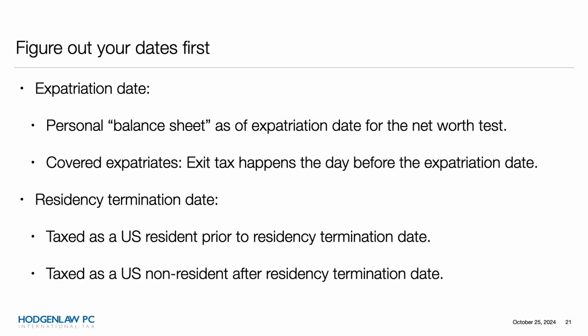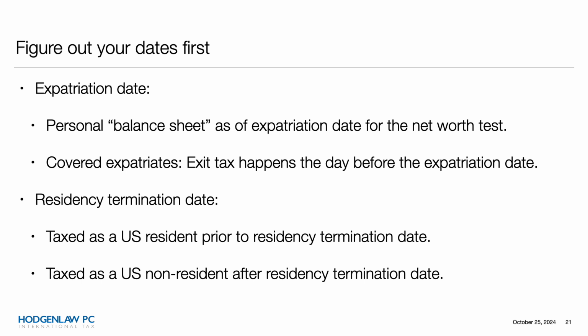So because you have these different dates that apply, the expatriation date and the residency termination date, the first thing you want to do when you're preparing one of these returns is figure out what those dates are, because everything flows from knowing those dates. For the expatriation date, you have to prepare a personal, quote, balance sheet as of the expatriation date for the net worth test. You also have to calculate exit tax as of the day before the expatriation date.